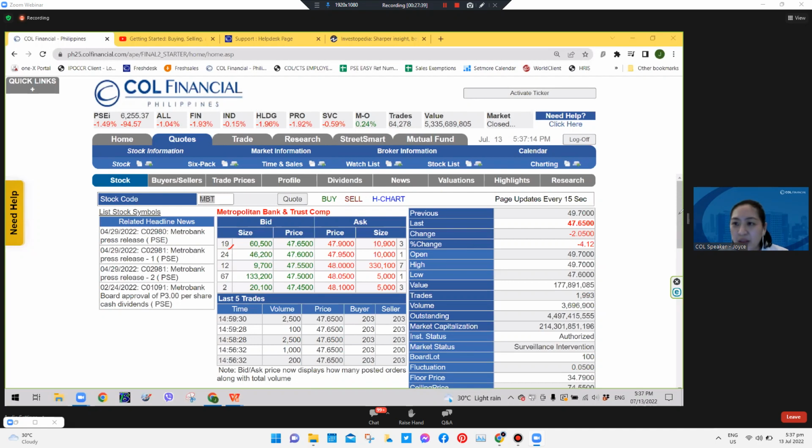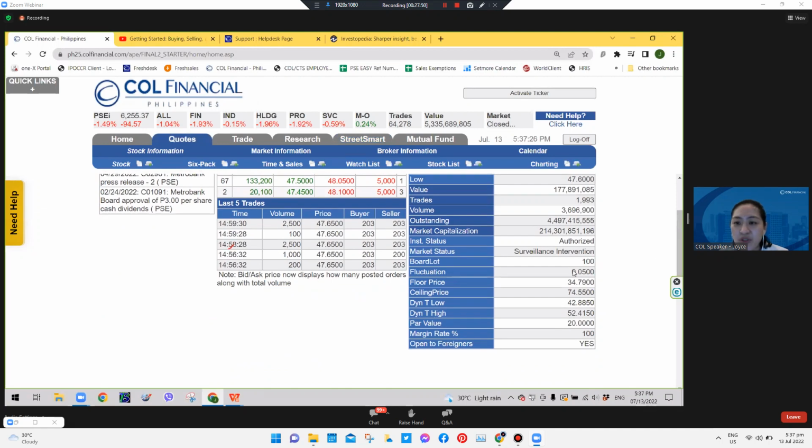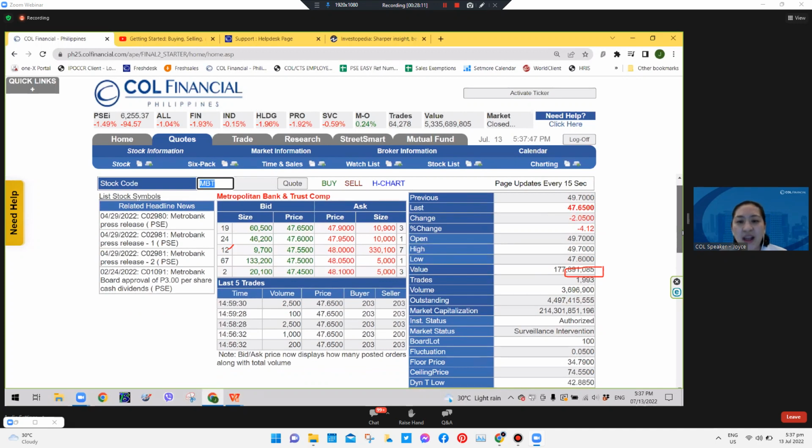Let me show you something here. On the right side of your stock page, take a look at this portion called fluctuation. Fluctuation means that the price of this stock will move every 5 cents. So it means that I can post an order of 47.90, 47.85, 47.80, every 5 cents. I can post that order.